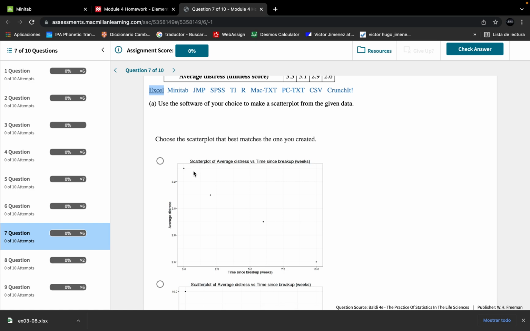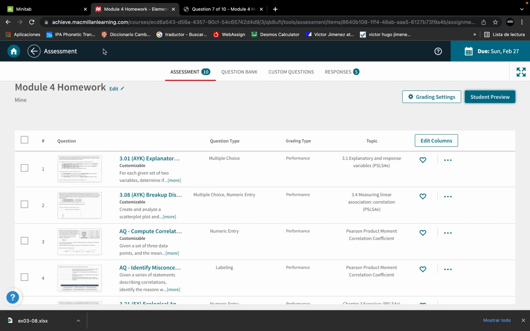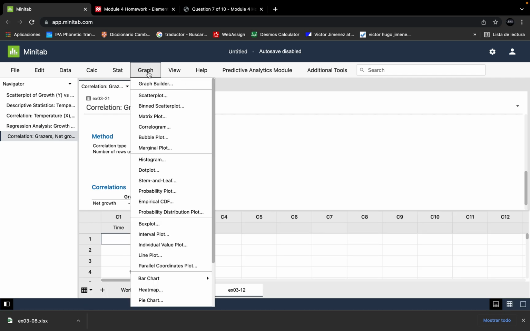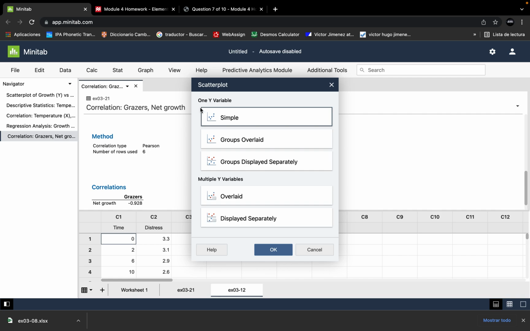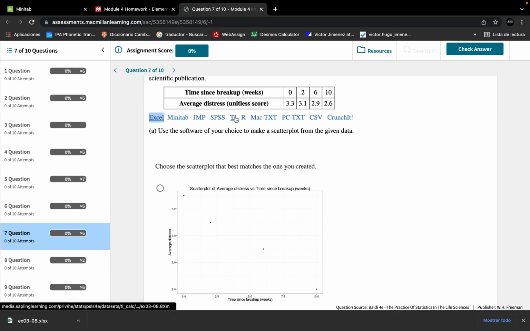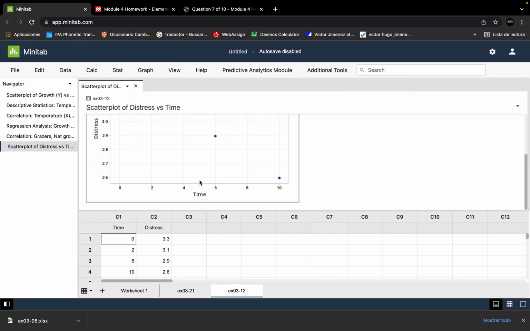Use the software of your choice to make a scatter plot from the given data. We're using Minitab. Choose the scatter plot that best matches the one you created. So I think we have to create the scatter plot. We already know how to do it. We go to graph, look for the scatter plot, simple, okay. What is the y variable here? Average distress. Distress is the y variable, and the x variable is time. Okay, and there you have the scatter plot.